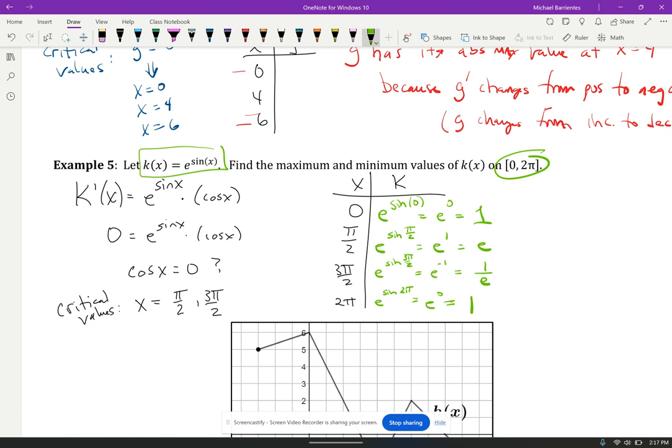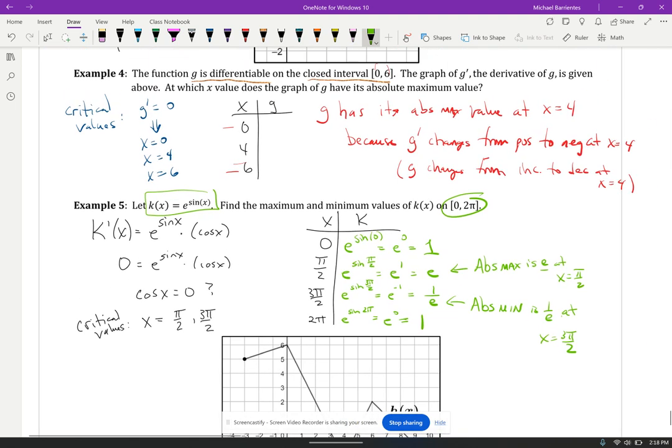All right. So now the question is, what is the biggest value? What is the smallest value? Well, remember that e is about 2.718. So already this is the highest value between the endpoints. It's bigger than the endpoints. And actually, that is going to be the absolute max. The absolute max is e at x equals pi over 2. The absolute minimum has to be a fraction because that's smaller than 1. So then the absolute minimum is 1 over e, and that happens at x equals 3 pi over 2. And we found our max and min values.